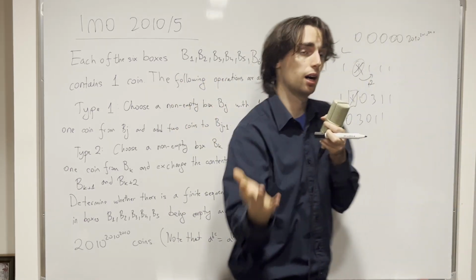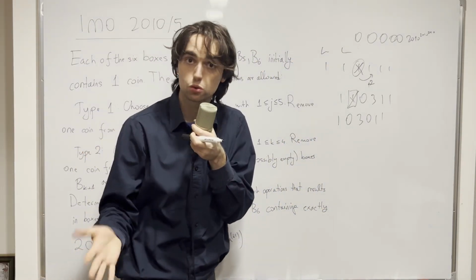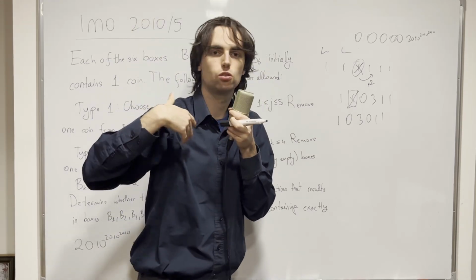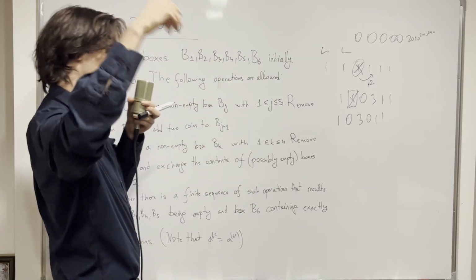So instead of 6 boxes with all coins 1, maybe let's see what we can do with 2 boxes or 3 boxes. And now's the time where you pause for the next 20 minutes and play with 2 or 3 boxes, see what you can get. Now let me clear the board and do some playing.